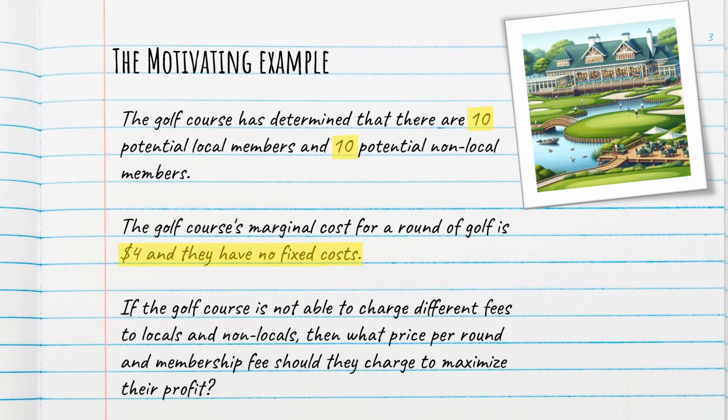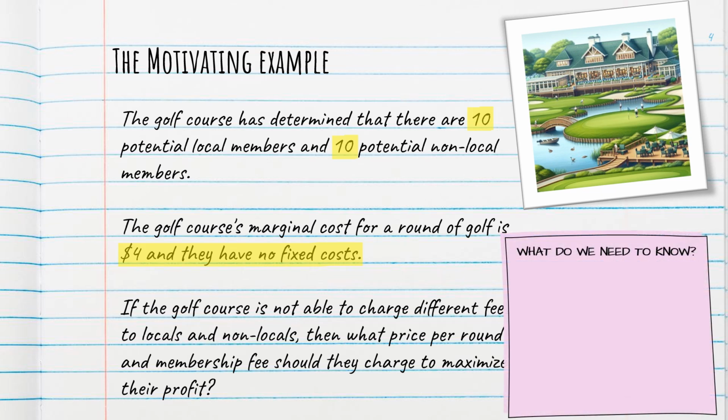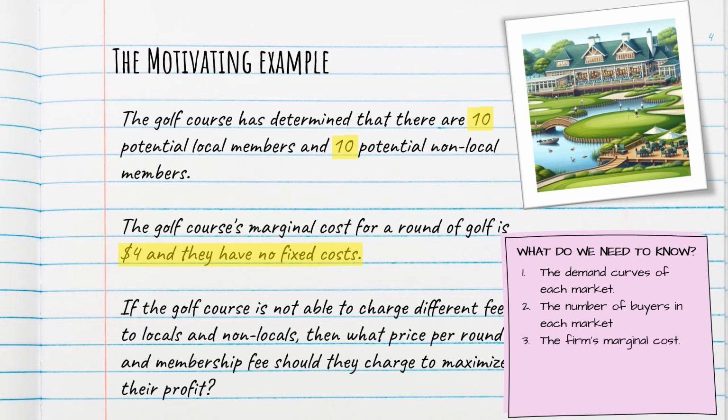On to the question we're trying to answer. If the golf course is not able to charge different fees to locals and non-locals, then what price per round and membership fee should they charge to maximize their profit? What do we need to know to answer this question? We need the demand curves for each market. We also need the number of buyers in each market. And finally, we need information about the firm's total cost or marginal cost.